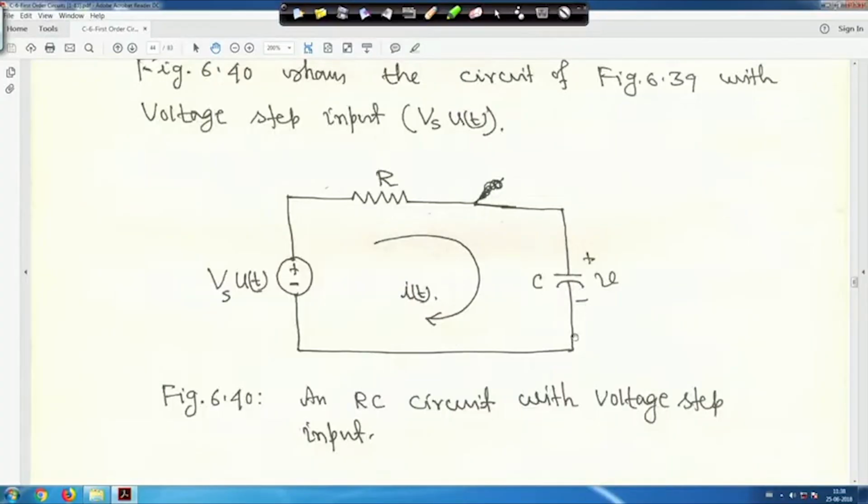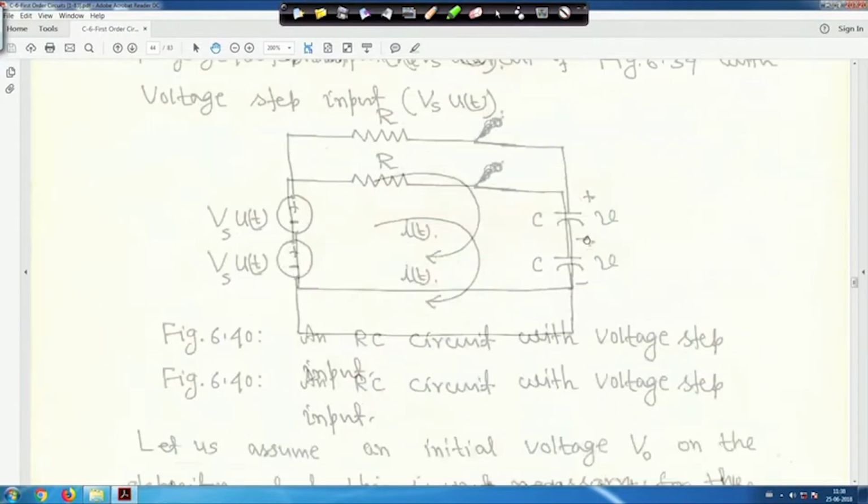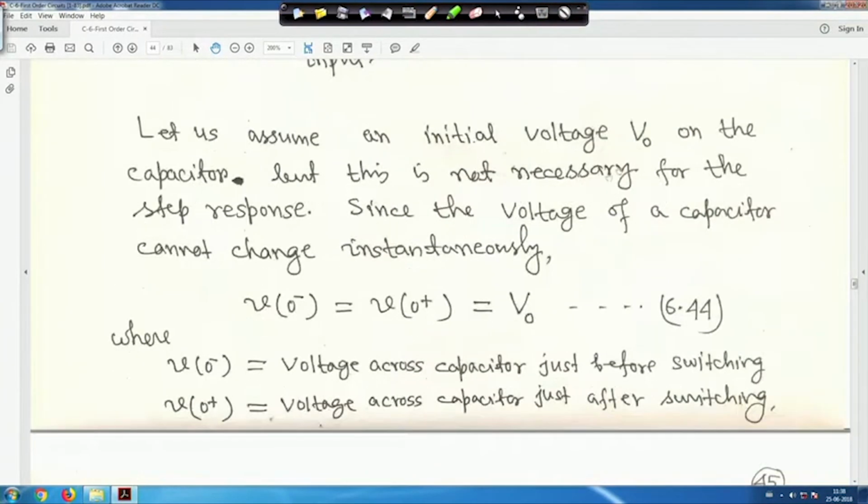Okay. So, now this capacitor, initially assume it was charged to some voltage V0. Not necessarily that it will be charged all the time, V0 can be 0 also, but we assume that this capacitor initially was charged at V0 just to get a generalized expression, right. So, let us assume an initial voltage V0 on the capacitor, but this is not necessary for the step response, right. Since the voltage of a capacitor cannot change instantaneously, that is V0 minus is equal to V0 plus.